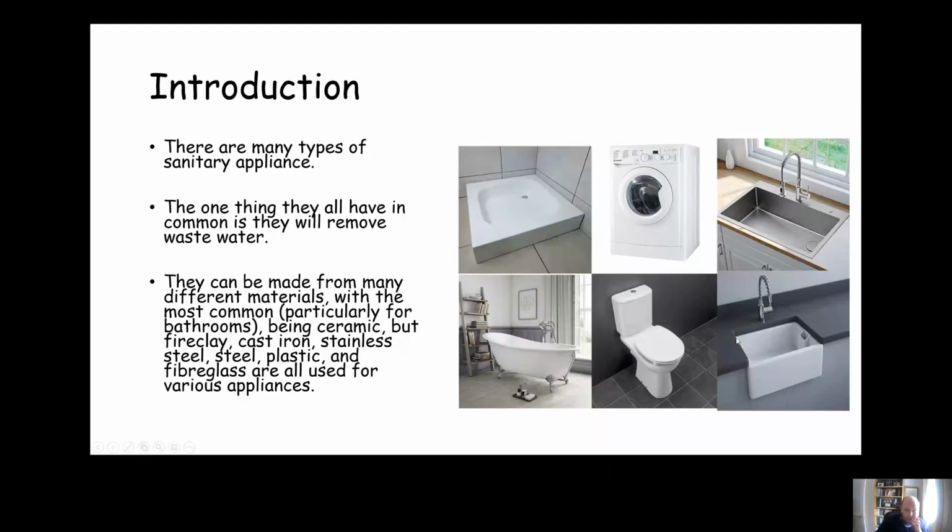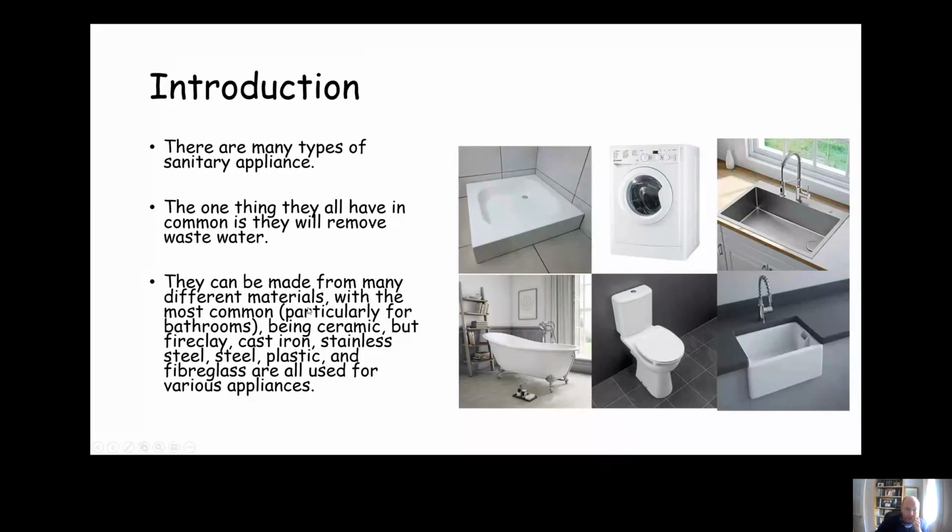Another example of fire clay could be our old butler style sinks, like the London sink or the Belfast sink, or cast iron. Old baths were often made out of cast iron, as well as potentially steel or plastic or even fiberglass. A lot of modern baths are made out of plastic coated fiberglass. So there's lots of different materials that we might use.